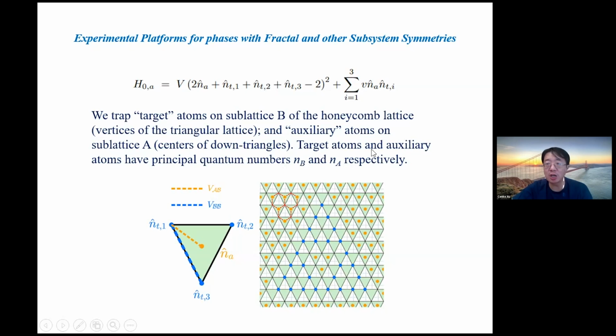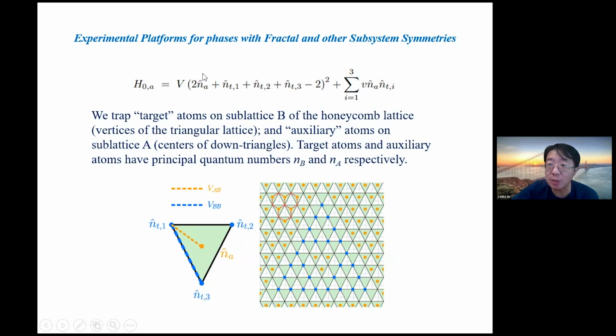Okay, but before we talk about that, let's say that we can tune the parameters of the system to realize this model, to realize this Hamiltonian for the atoms. This Hamiltonian, if you expand it, only has two-body interactions. It only has two-body interactions. This is the sum over all the down-facing triangles.